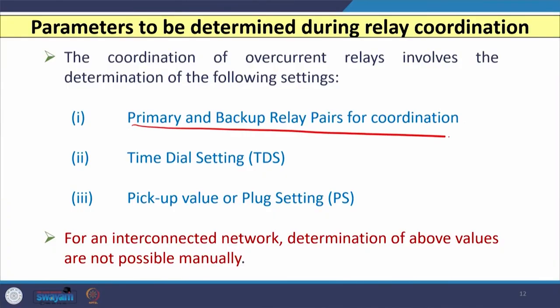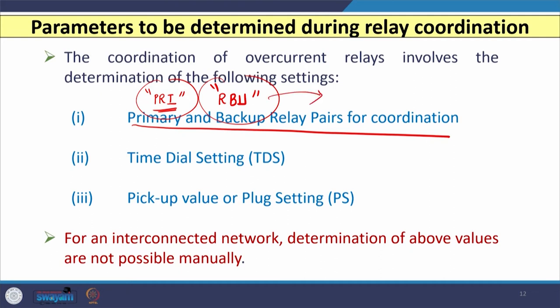Now, let us see what parameters we need to determine when we carry out relay coordination in any of the given networks, say a radial network or ring network. Whenever we carry out relay coordination of overcurrent relays, we have to find out the following settings. The first thing we need to determine is the primary and backup relay pairs. Normally primary relays are known as PRI in short form, and the backup relay is denoted as RBU, which is nothing but remote backup, the relay which provides backup. So, primary relays are denoted by PRI and the backup relays are denoted by RBU.